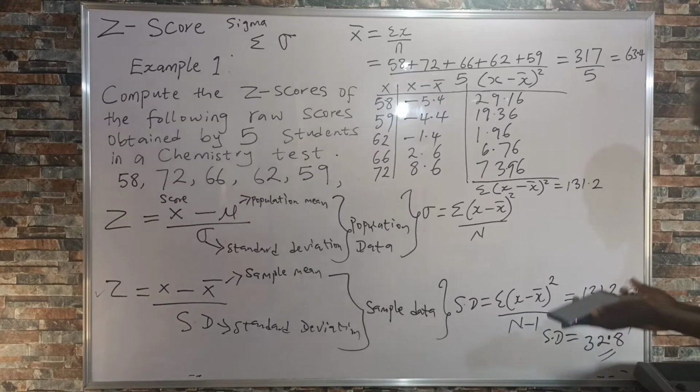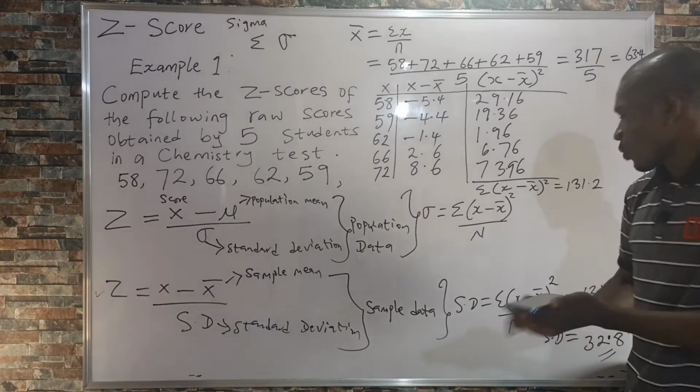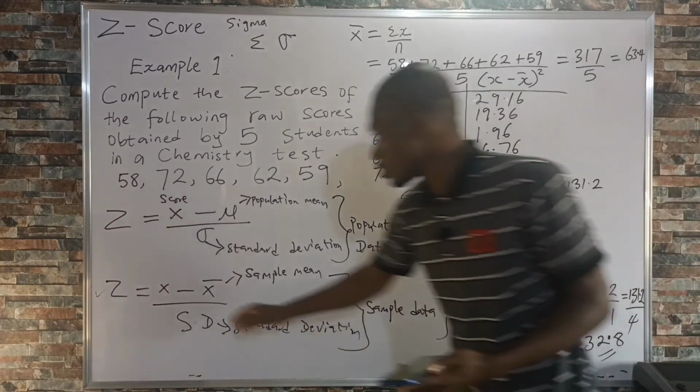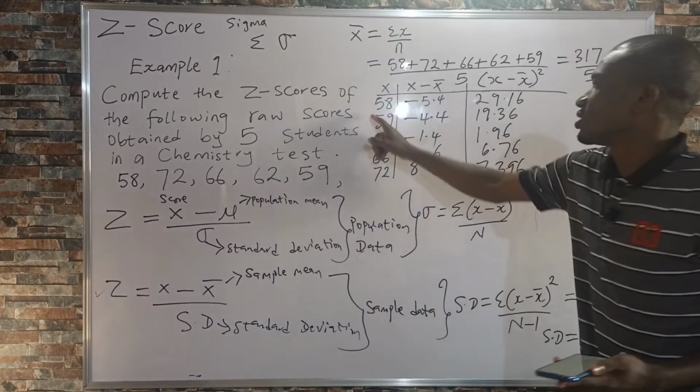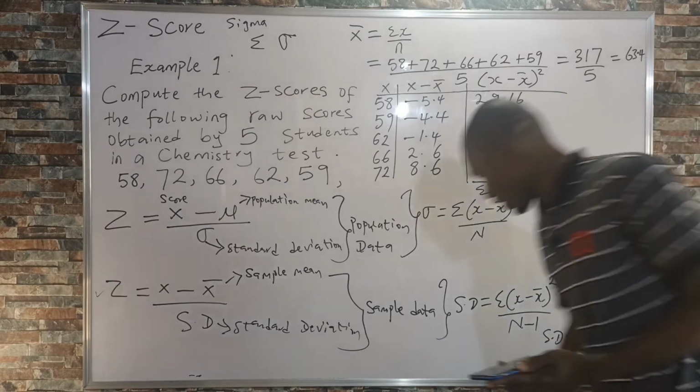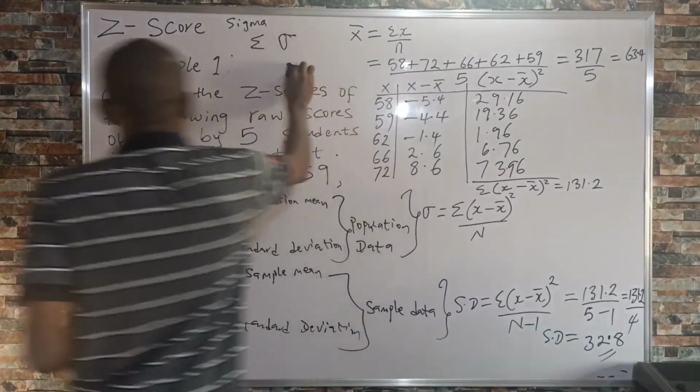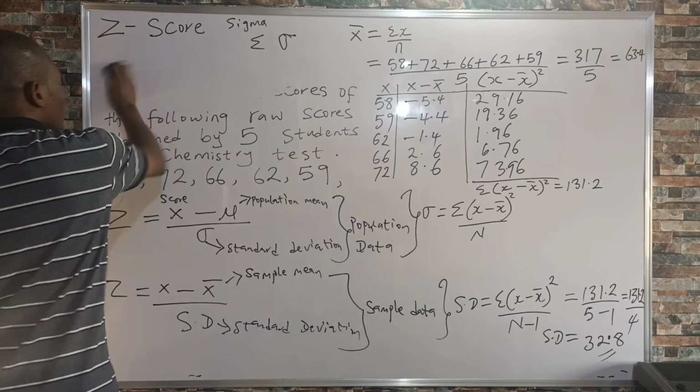Okay, having found our standard deviation, let's go ahead and use it in the formula to find the z-scores for these individual scores here. Sorry, I will wipe the board to enable me to complete my calculations.